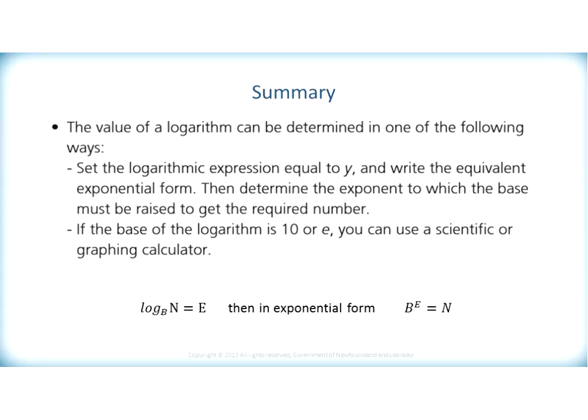In summary, the value of a logarithm can be determined in one of the following ways. First of all, by setting the logarithmic expression equal to y or x or another variable and writing the equivalent exponential form. Then determine the exponent to which the base must be raised to get the required number. Another method is if the base of the logarithm is 10 or e, you can use a scientific calculator. Remember, when you are changing from logarithmic form to exponential, the base would be the base of the power. What it's equal to would be the exponent of the power, and the argument is what the power equals.